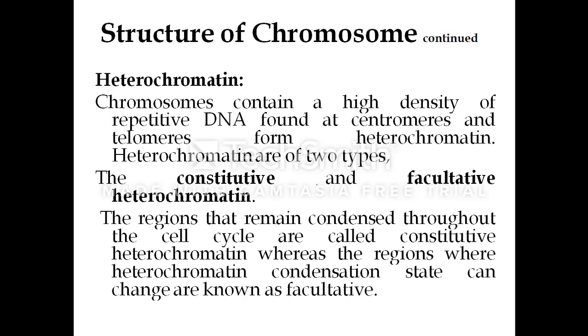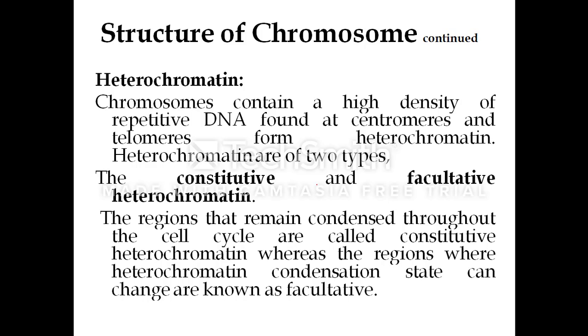This heterochromatin is of two types: one is constitutive and another one is facultative. As the name suggests, constitutive heterochromatin refers to the regions that remain condensed throughout the cell cycle. So all over the length of the cell cycle, this region will be highly condensed. Such type of heterochromatin is termed constitutive heterochromatin.